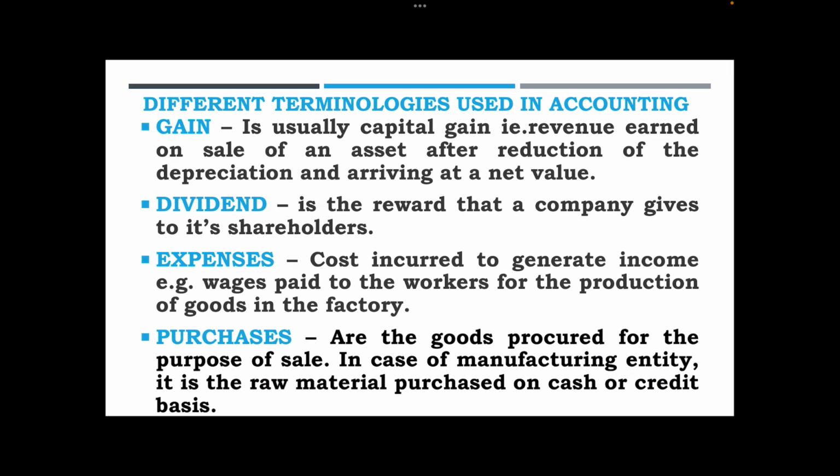Next is the gain. Gain is usually the capital gain and that is the revenue earned on the sale of fixed assets, after always reducing the depreciation and arriving at a net value. Suppose the net value of your asset after deduction of the depreciation is X, and if you sell that asset for X plus 1, then that 1 will be considered as your capital gain.